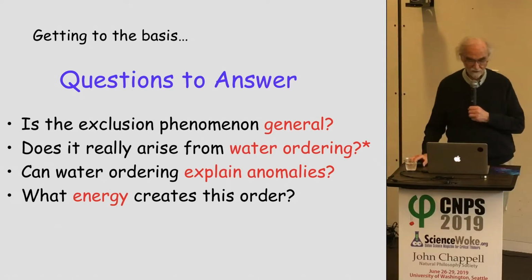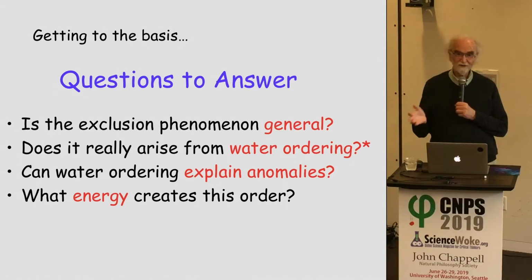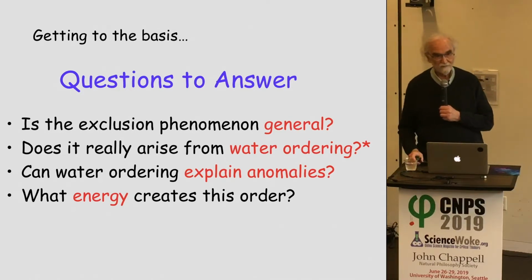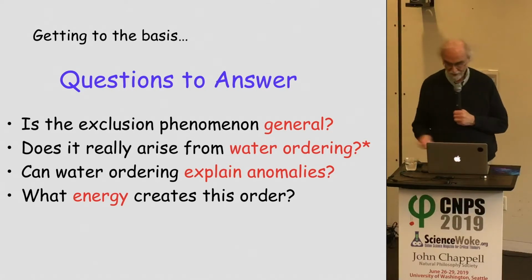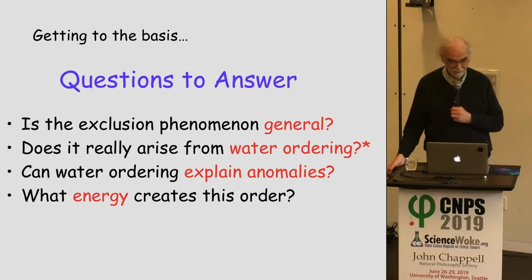What energy creates this order? As you all know, to create order from chaos, you need to put in energy. And where does the energy come from? The chamber is not plugged into the receptacle or anything like that. A question that stumped us for a while.